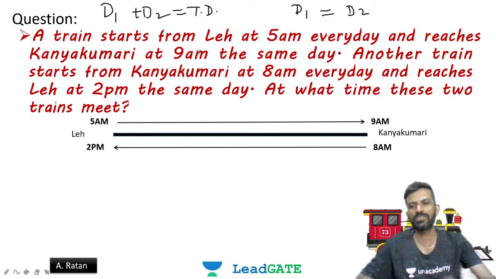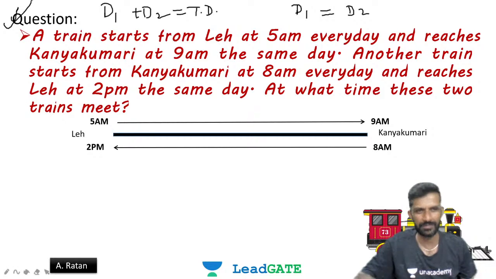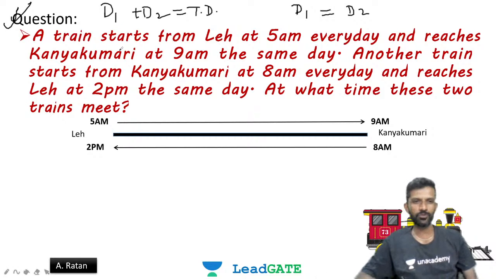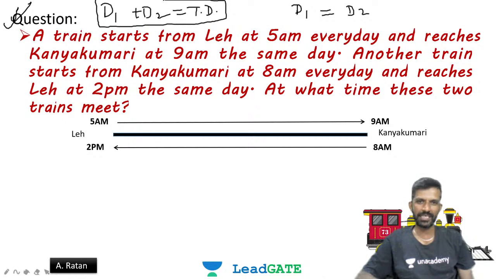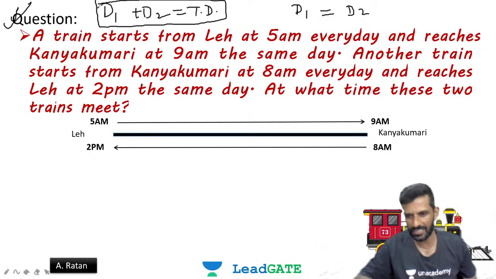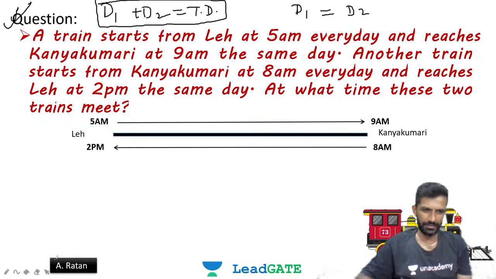Why was I telling you this concept? Because this concept will be useful to you in this type of question. Here two objects are moving in the opposite direction towards each other. Then what will happen? The distance covered by the first object plus the distance covered by the second object should give the total distance, and only then will they meet.